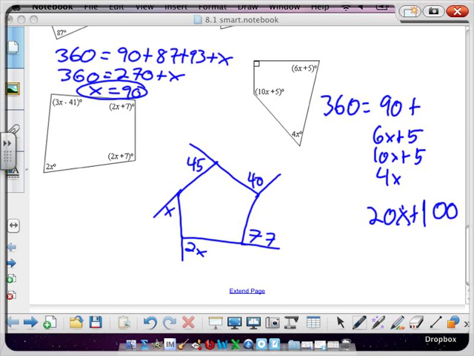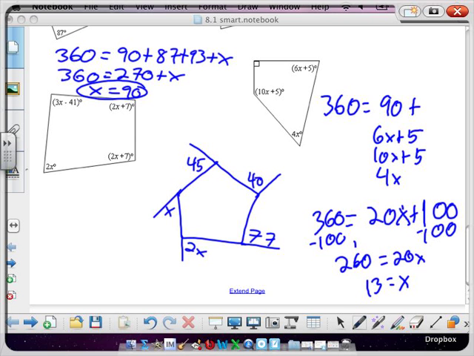20x plus 100 equals 360. Subtract 100 from both sides. 260 equals 20x. Divide by 20. x equals 13.